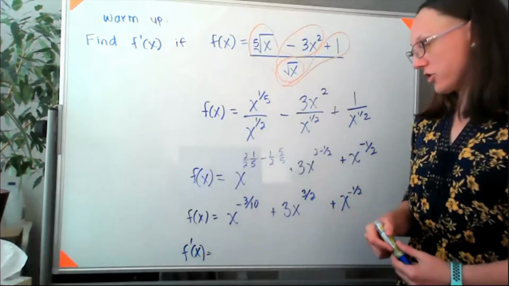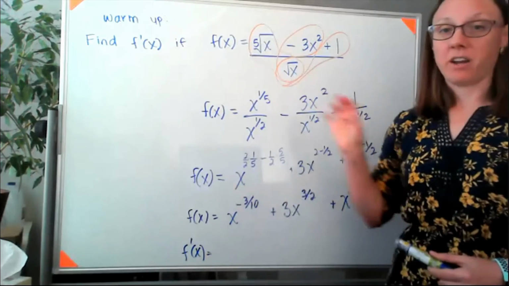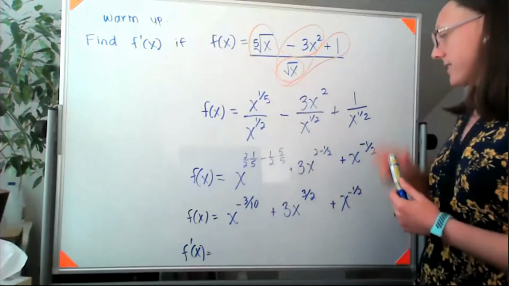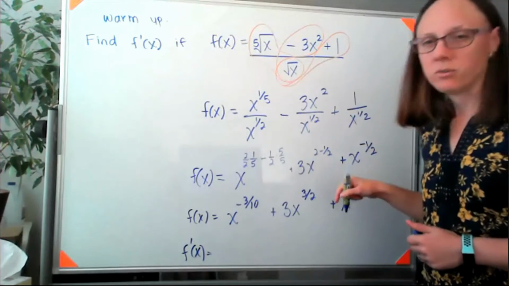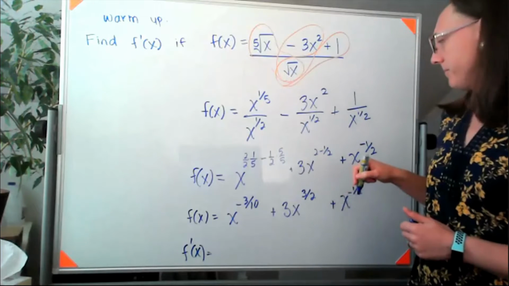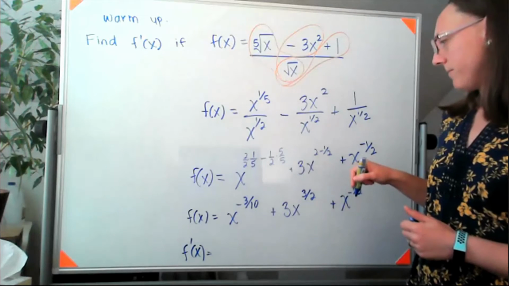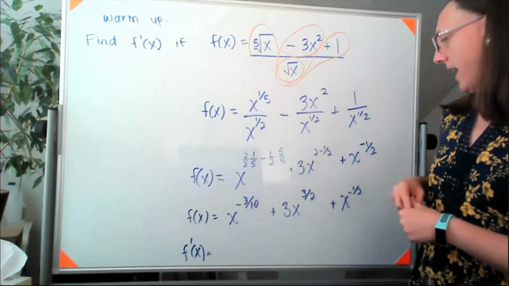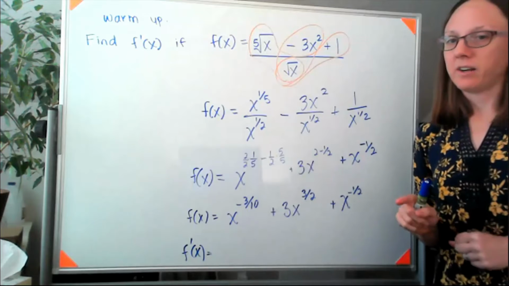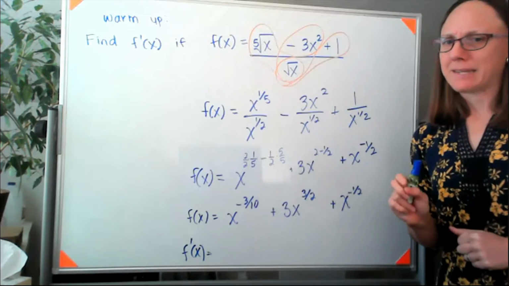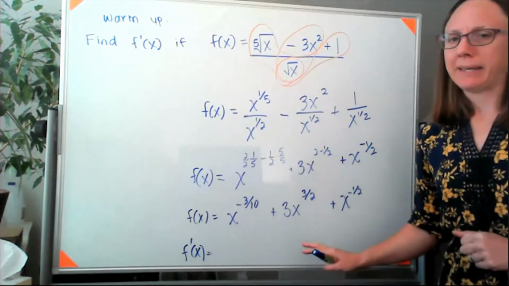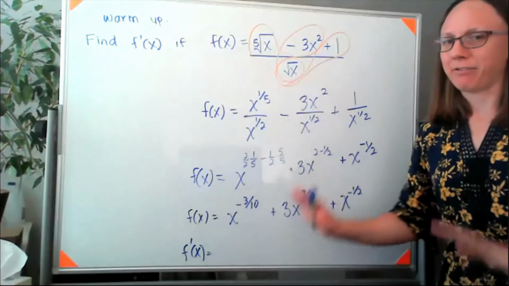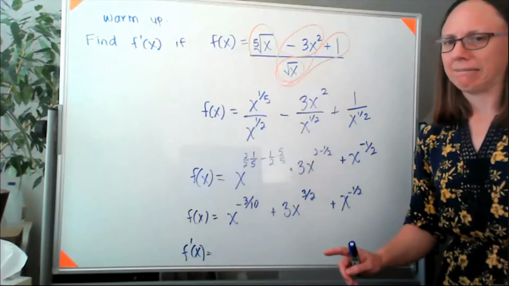Looking at our derivative rules, each of these now I've got a number times x raised to a power. Shouldn't that be 3x? Thank you. I am not sure where the mistake is. I'm going to keep going. We'll come back and see if maybe I'm okay.